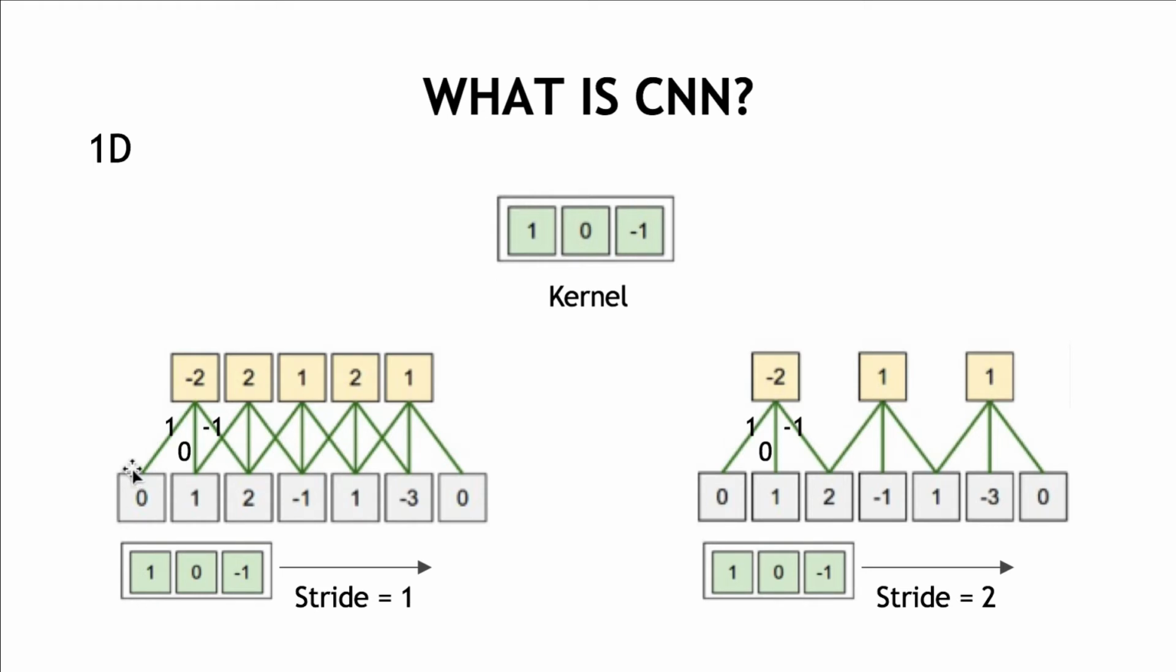The second concept here is stride. It means the step size the kernel moves over the input row. In the left figure, the stride is equal to 1. It means the kernel moves one element each time in the row. And in the right figure, the stride is equal to 2. It means the kernel moves over 2 elements in the input row each time, which is quite obvious.